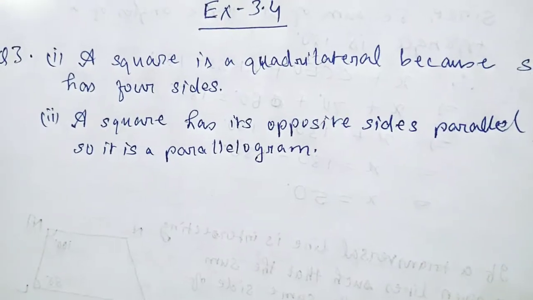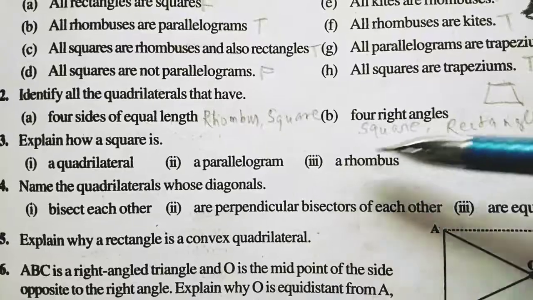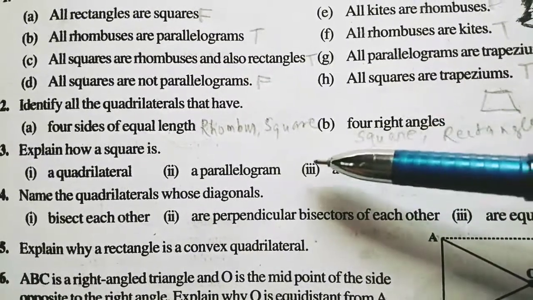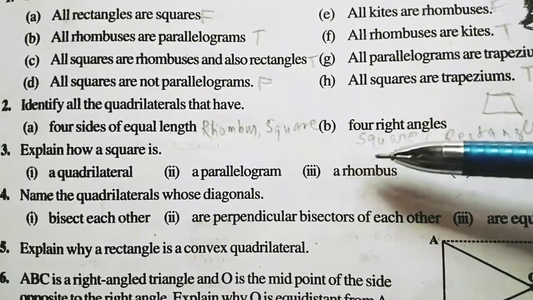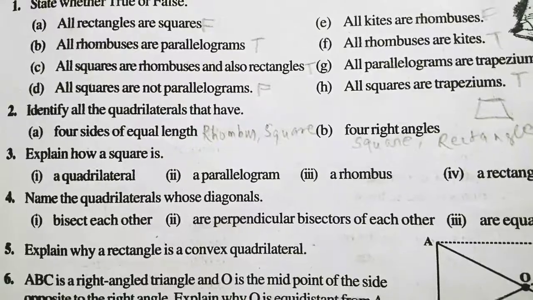So it is a parallelogram. Okay. So students, now is rhombus. How is a square a rhombus? A square is a rhombus because it is also a parallelogram whose all the sides are equal to each other. In a rhombus also all the sides are equal to each other. So a square is a rhombus also, right?